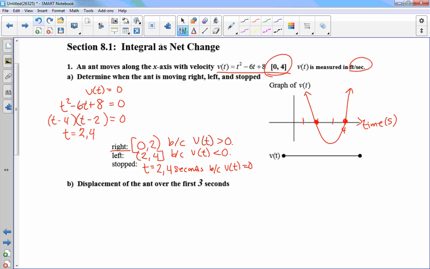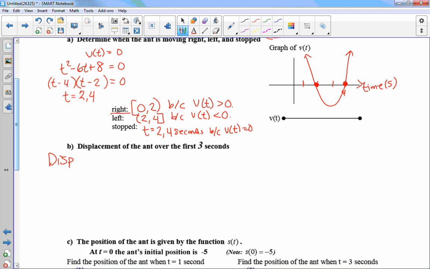Okay, displacement of the ant over the first 2 seconds. Do you remember what displacement means? How far it's moved since the beginning. So displacement is the position, and we remember the position function is the S function, at the end time, subtract the position at the start time, at the beginning. Find how far it's moved since the beginning.